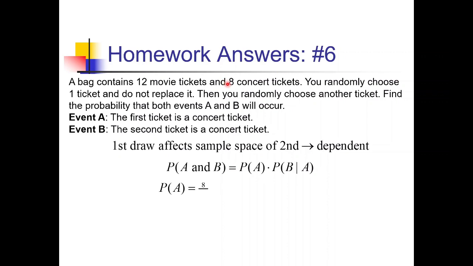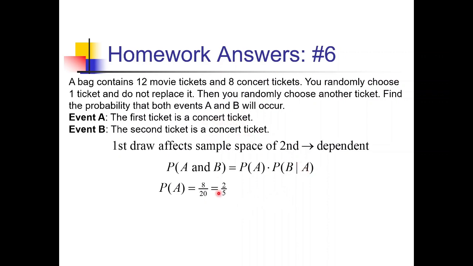There's 8 concert tickets, and there's 8 plus 12, so 20 overall tickets to choose from. So 8 over 20, which we could reduce if we wanted to 4 over 10 or 2 over 5. Now let's find P of B given A. So we're looking for a second concert ticket.